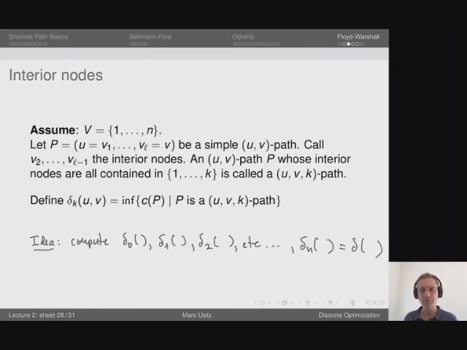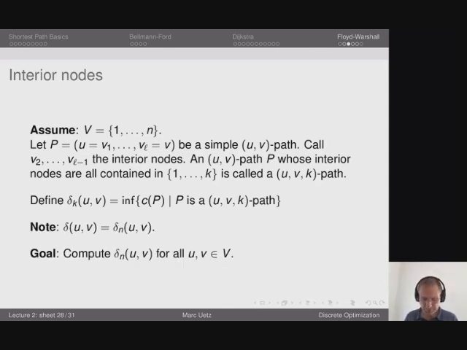Another side remark, what for example would be delta 0? Delta 0 means paths from u to v with a restriction that there are no interior nodes. So that just means that delta 0 from u to v is just equal to the length of the corresponding arc, if it exists, and infinity otherwise.